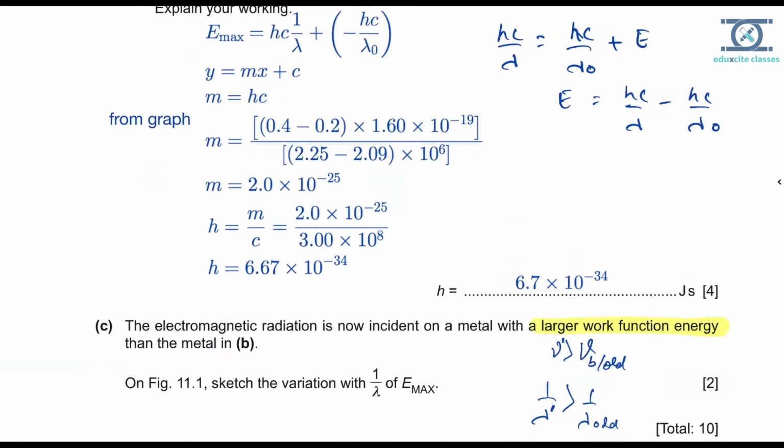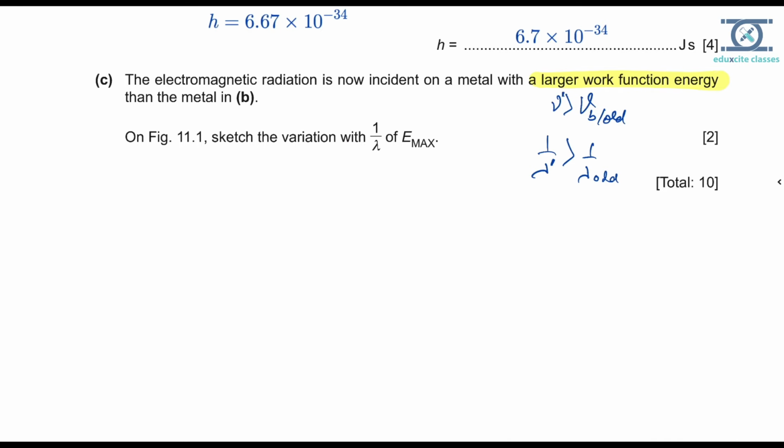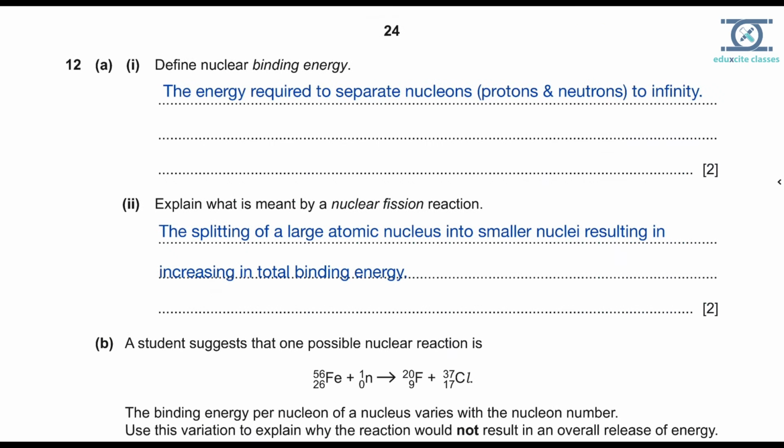That's it. Now the last question, question number 12. Define nuclear binding energy. The energy required to separate nucleons, that is protons and neutrons, to infinity. The two keywords are separating nucleons and that too to infinity.